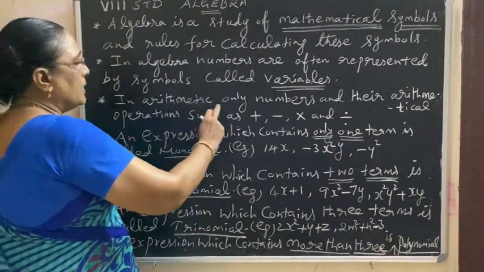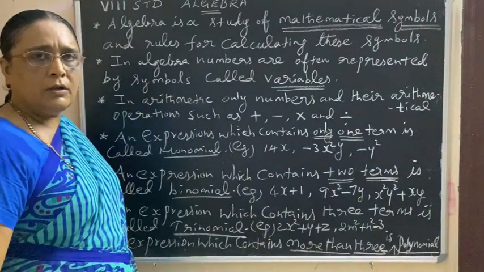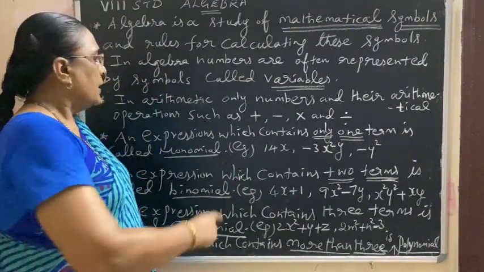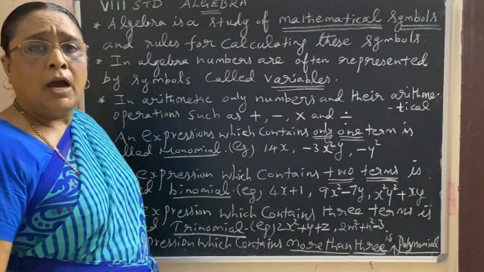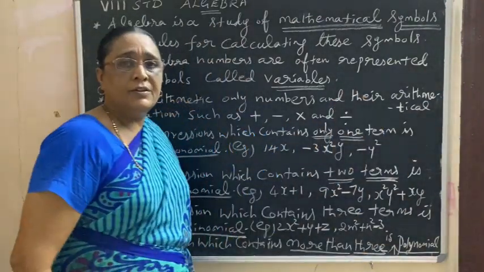Then in arithmetic, we use only the numbers and the arithmetic operations. What are the operations here? Plus, minus, multiplication and division symbols.